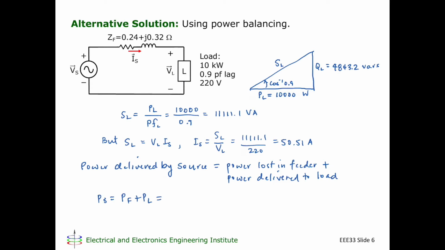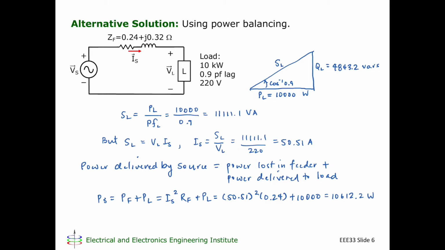But P of F is I S squared times R of F, where R of F is 0.24. So I have 50.51 squared times 0.24 plus 10,000. I'm going to get 10,612.2 watts.